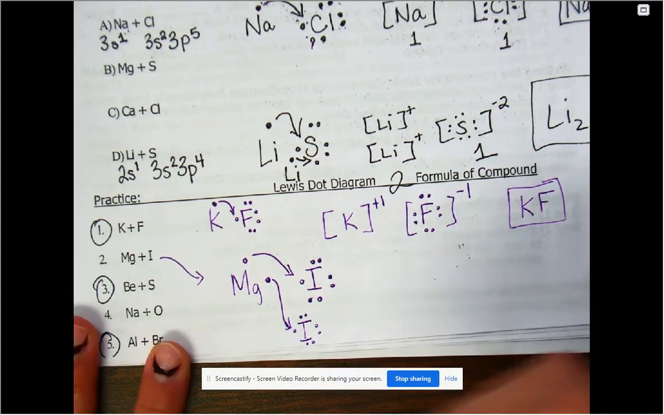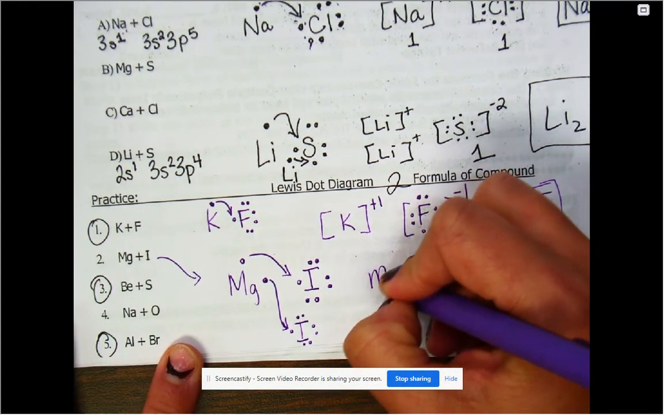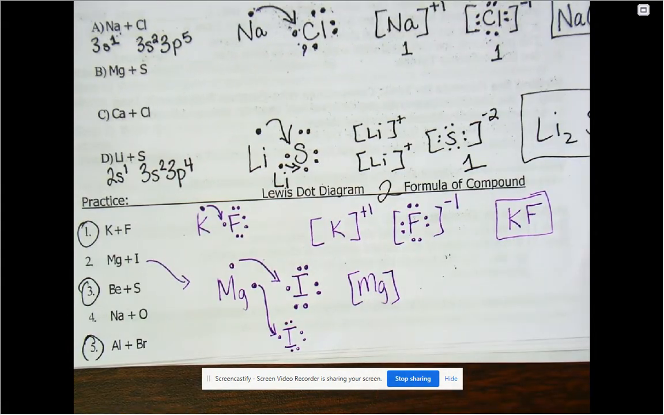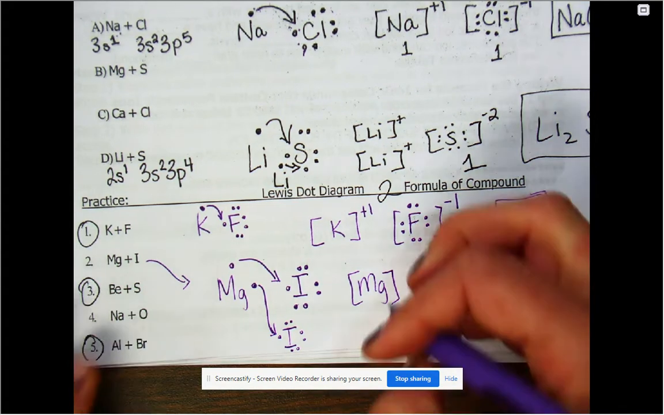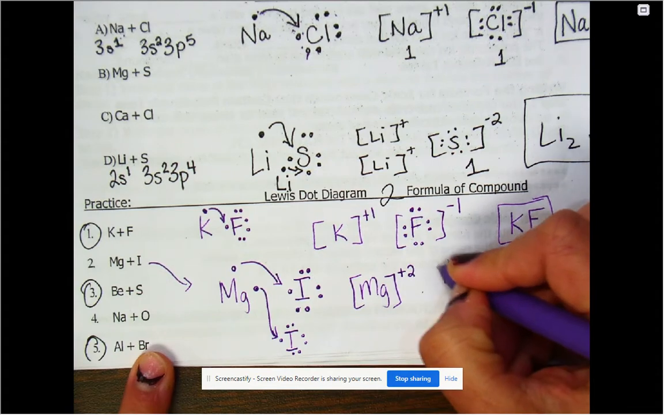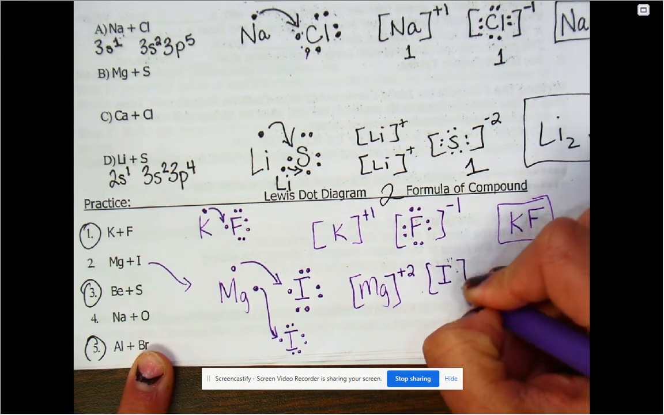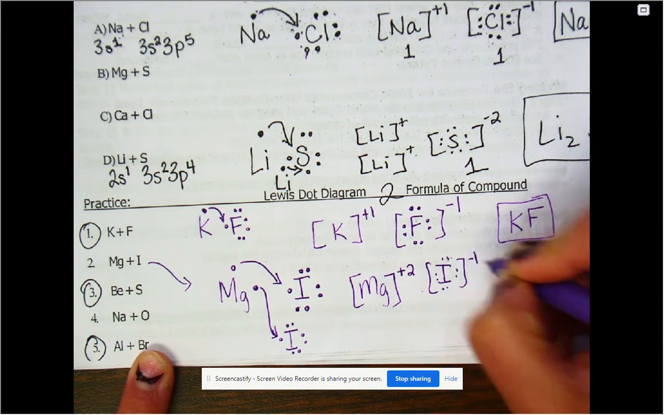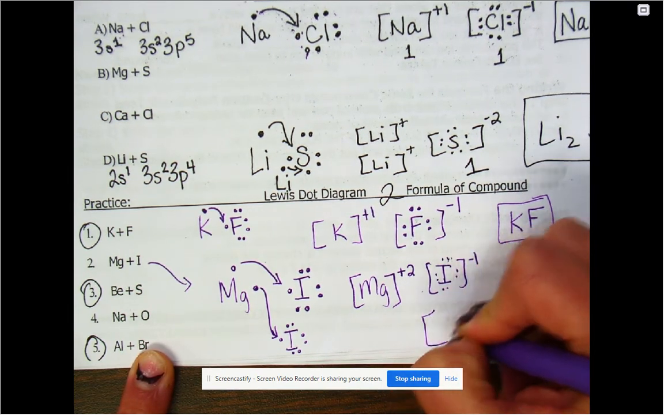So with that, now we're going to write out that we have magnesium. He lost 2 electrons. Be careful. What is the charge if he lost 2? Not -2. He lost the 2 electrons. It's positive 2. What about each of those iodines? They each gained 1. So they both have a -1.